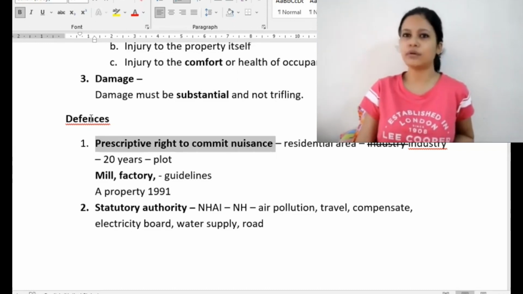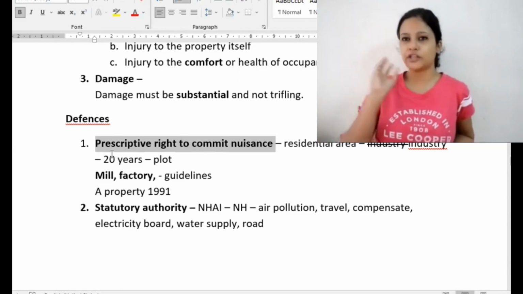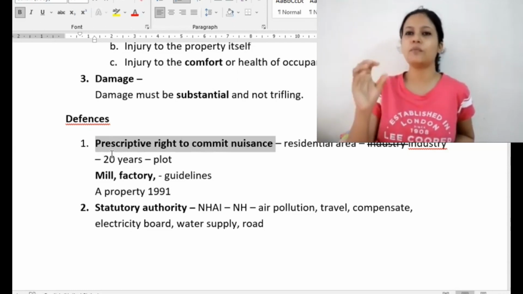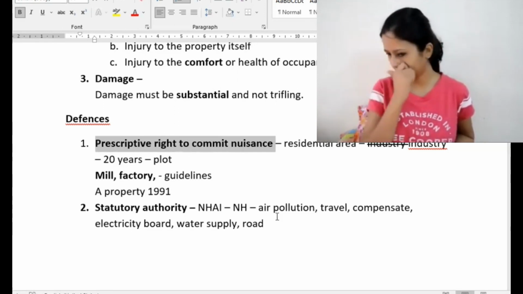Okay, and court will also say that you can continue doing it, because we need industries, we need development, right? We cannot simply say that close all the industries and stay peacefully. That is also not possible, right? That is why prescriptive right will be given to any industry, any factory which is working for 20 or more years in a certain given place. Okay, is it clear?